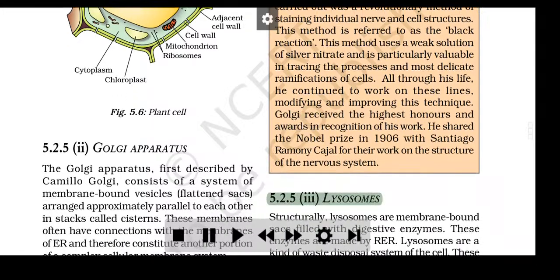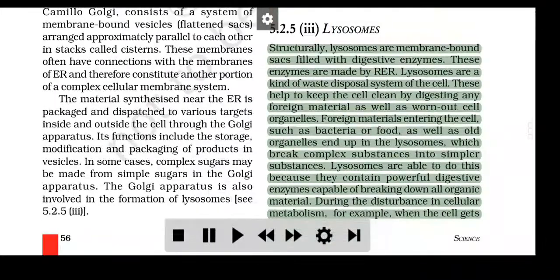5.2.5 E. Lysosomes. Structurally, lysosomes are membrane-bound sacs filled with digestive enzymes. These enzymes are made by RER. Lysosomes are a kind of waste disposal system of the cell. These help to keep the cell clean by digesting any foreign material as well as worn-out cell organelles. Foreign materials entering the cell, such as bacteria or food, as well as old organelles, end up in the lysosomes, which break complex substances into simpler substances.